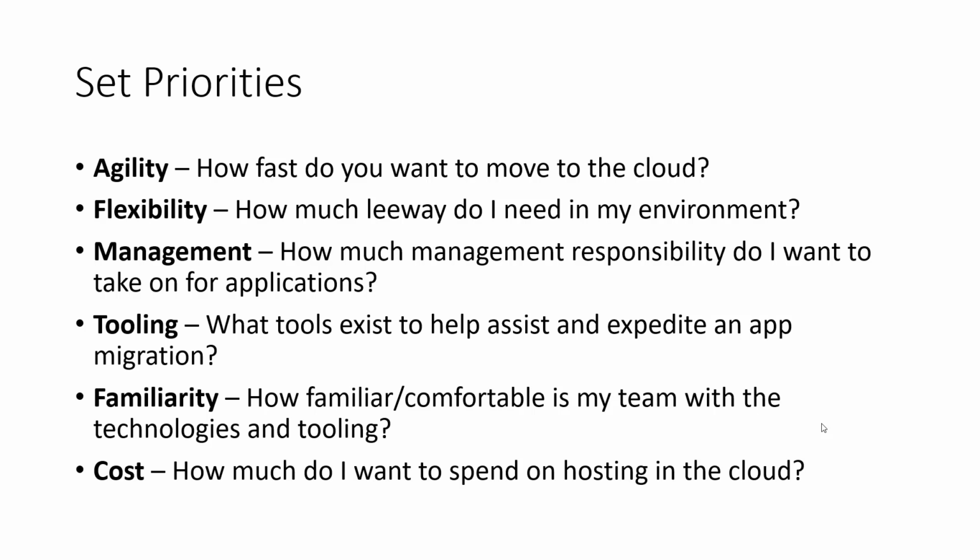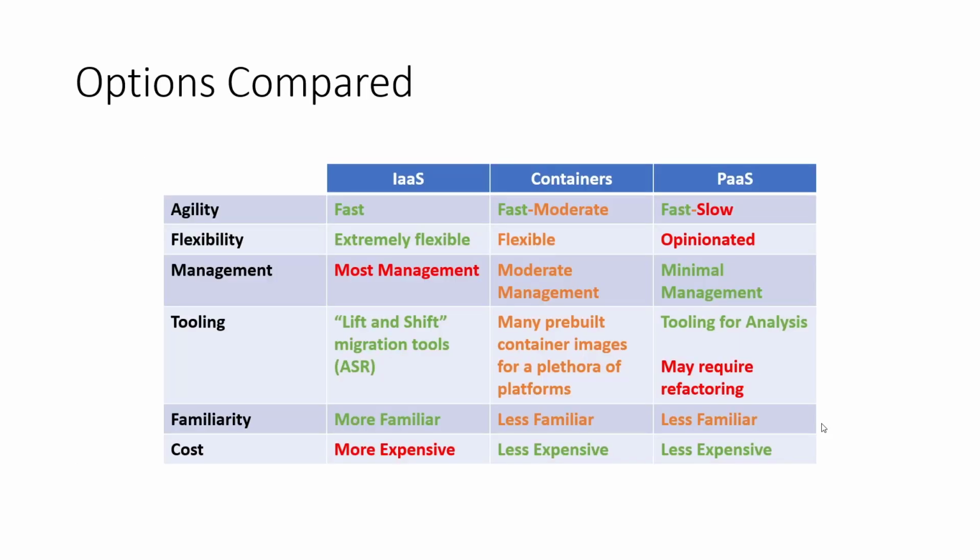And you kind of have to choose, well, I need to prioritize agility and cost over familiarity and management. I don't know, I'm just picking those arbitrarily, and you set those priorities. And then when you do, you look at the options that we looked at. So you look at things like agility and containers and platform as a service. So depending on what you're doing.